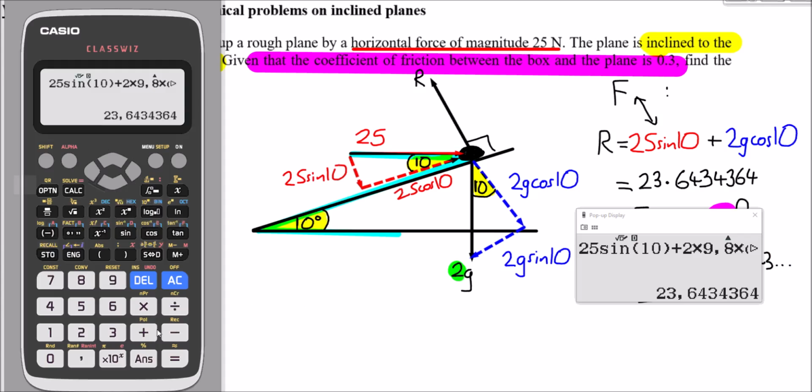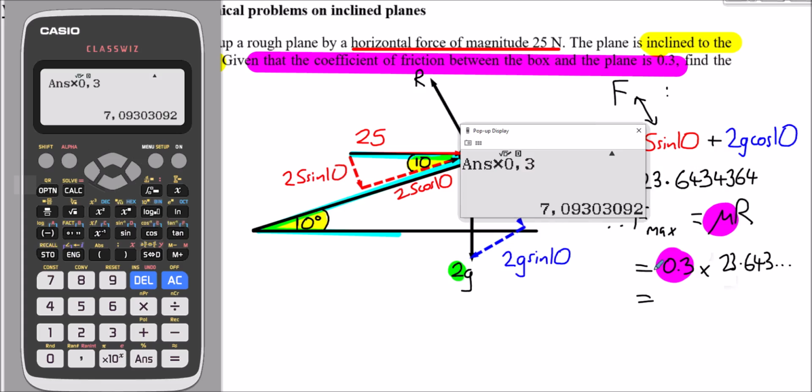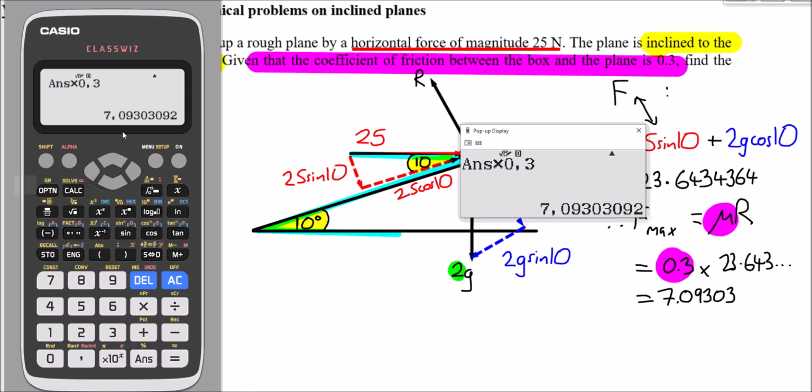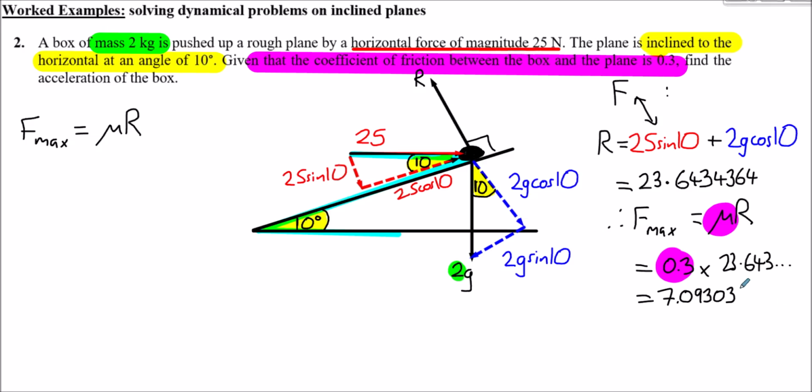So do that, what do we get? So times that by 0.3. You get 7.09303 and so on. So 7.09303 newtons.